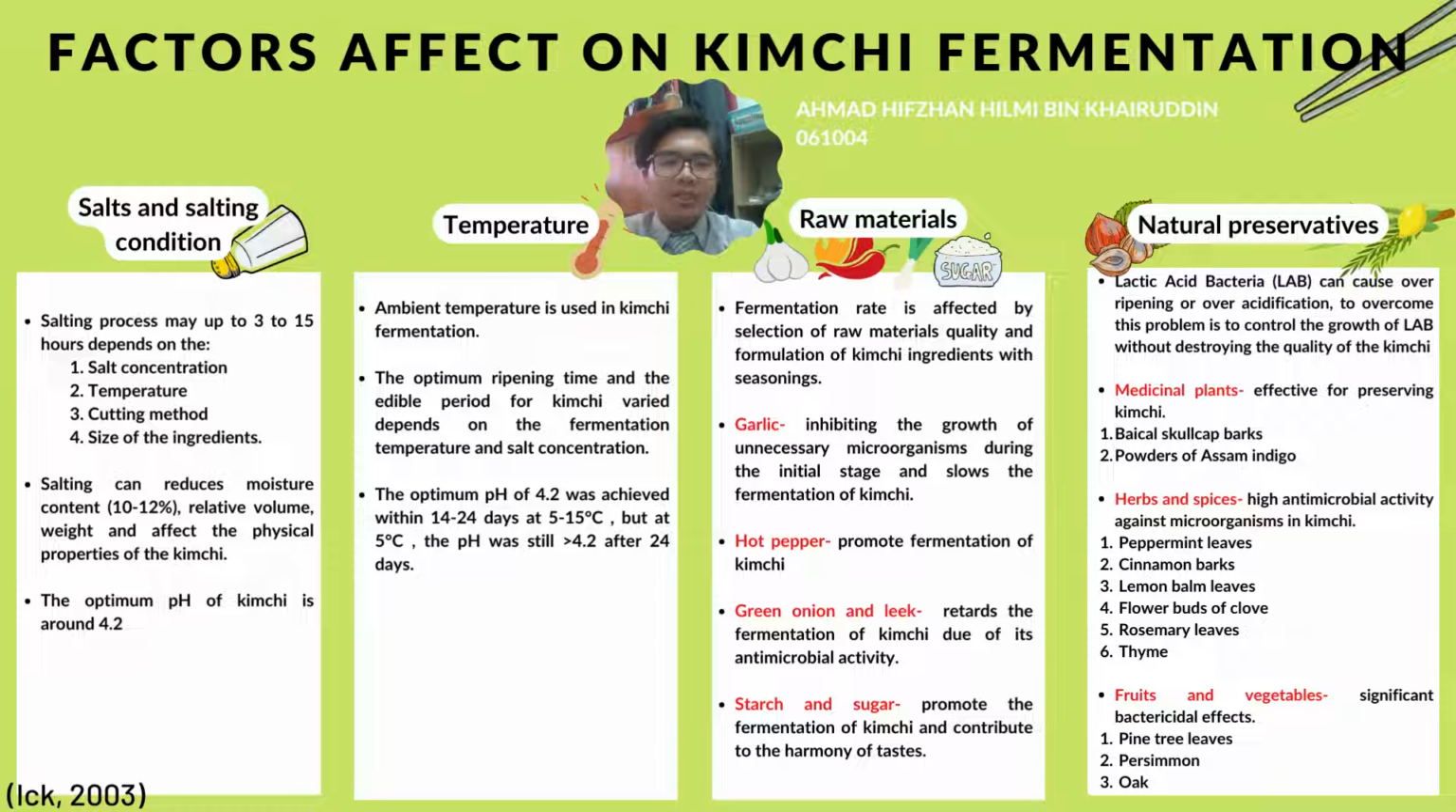And lastly, natural preservatives. Lactic acid bacteria can cause over-ripening or over-acidification. To overcome this problem, the growth of LAB must be controlled without destroying the quality of the kimchi. Medicinal plants are effective for preserving kimchi. Herbs and spices have high antimicrobial activity against microorganisms in kimchi. Fruits and vegetables have significant bactericidal effects, such as pine tree leaves, persimmon, and oak.